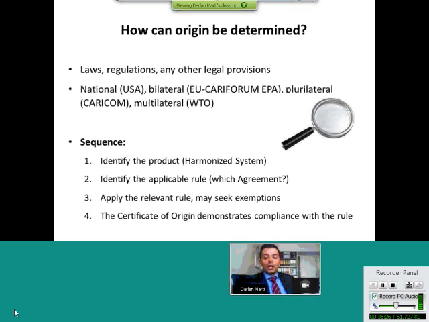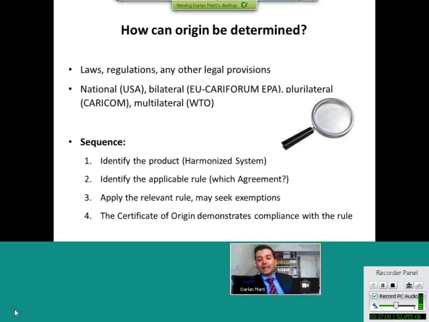Then you also have rules which are decided plurilaterally or say regionally, and this is the example of the CARICOM. The community also has the rules of origin that define what community products are, and that was negotiated among countries of the region. And then you also have rules which are multilateral. So you have some guidelines which come from Switzerland, from the World Trade Organization, and which all countries should implement. So as you can see, there could be quite a complex web of different rules which apply either simultaneously or one supplementing or complementing the other.